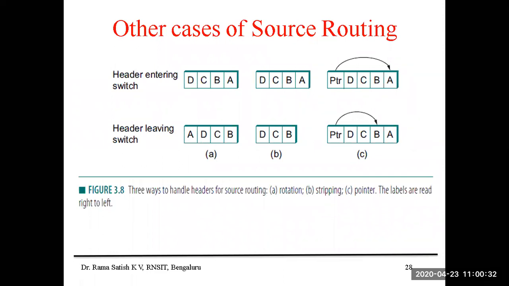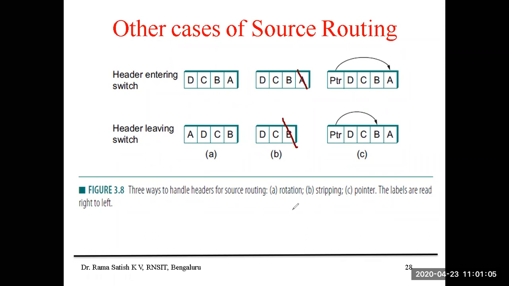And other forms of source routing are written like this: rotation. What we have seen just now is rotation. Rotation one we have seen. The second one is what we call stripping. Stripping means after reaching one switching station, it will remove what is there. After reaching the next switching station, it will remove the next one. After reaching the next one, it will strip. Strip means it is just removed.